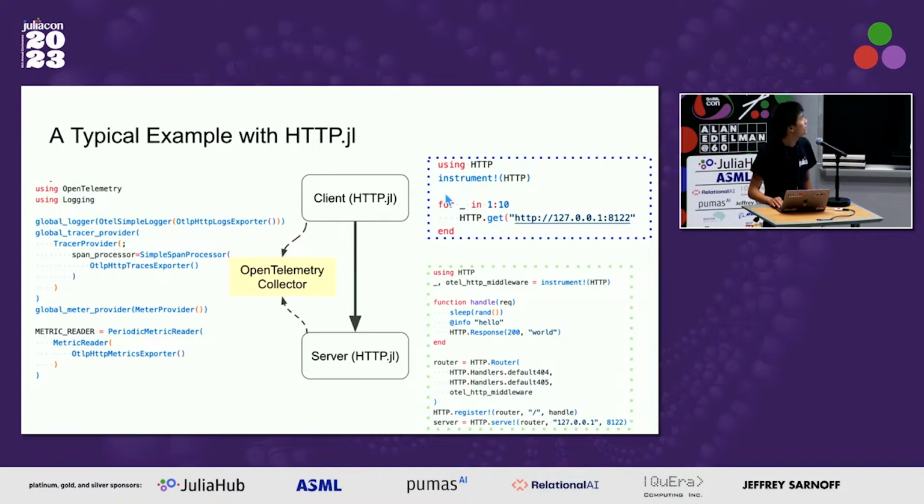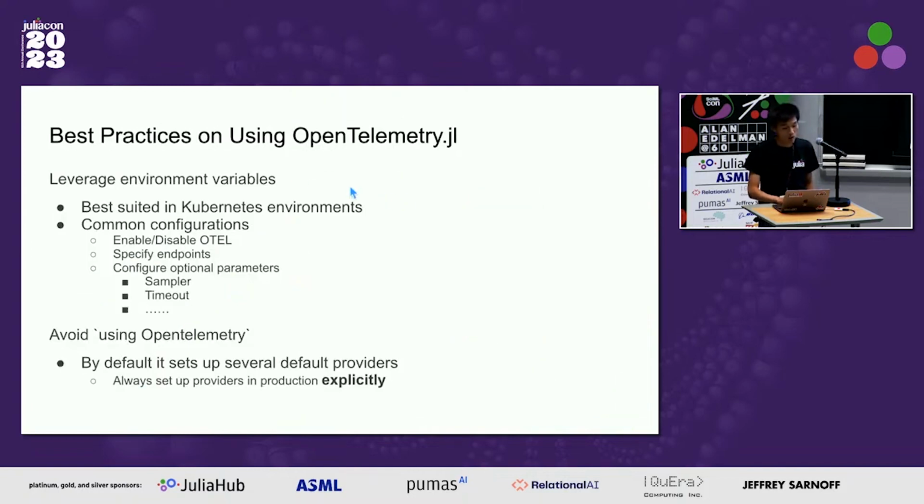So I will talk more about the best practices on using OpenTelemetry.jl. In production, we try to leverage environment variables, because in OpenTelemetry.jl, we have exposed most of the configurations through environment variables. It is best suited to Kubernetes environments, so that you can configure those environment variables either through the configuration file, the deployment YAML, or through the Helm configurations.